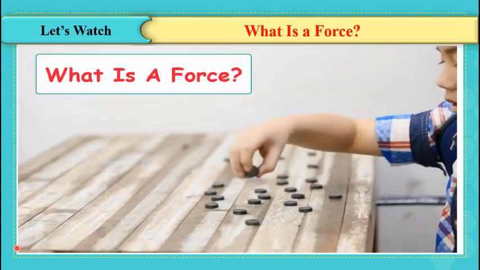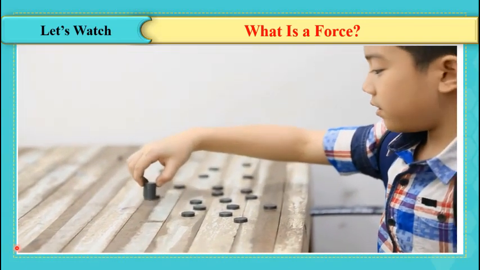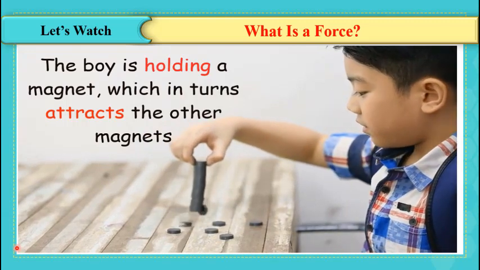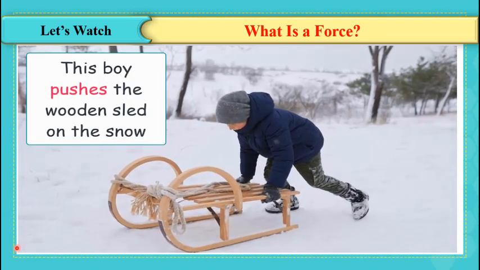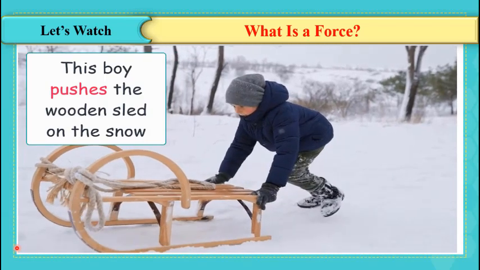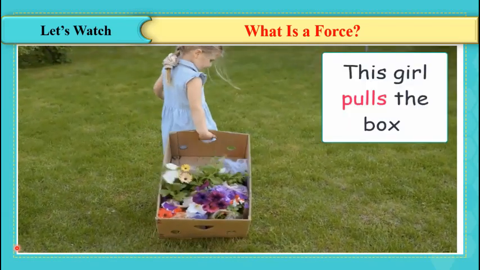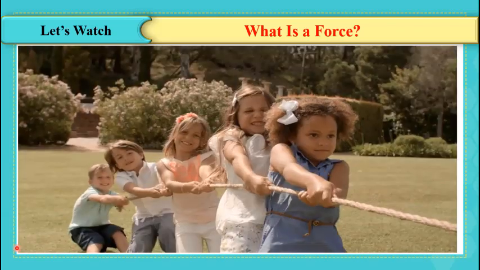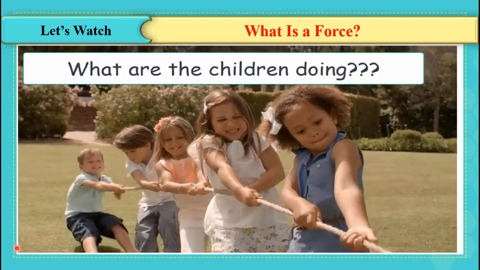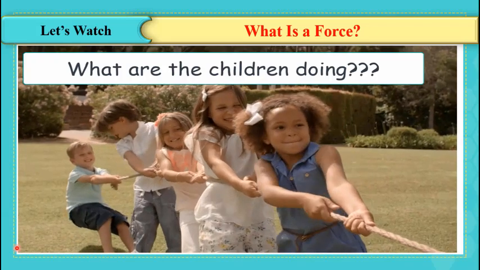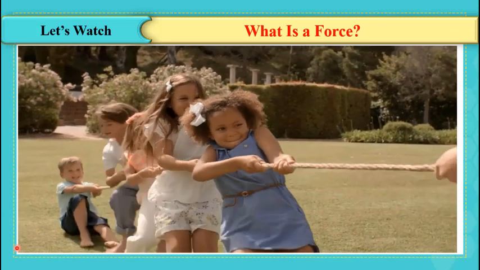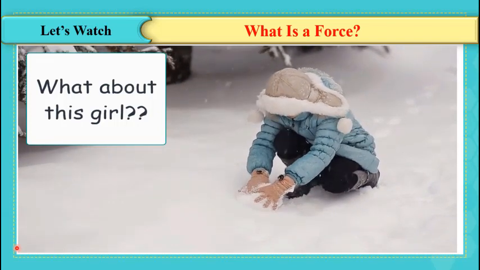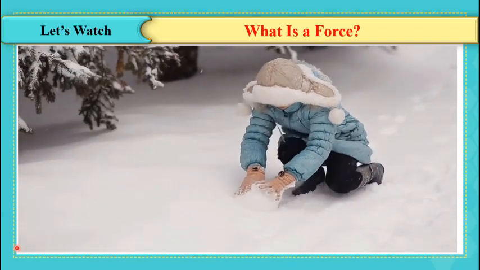What is a force? The boy in the video is holding a magnet, which in turn attracts the other magnets. This boy pushes the wooden sled on the snow. This girl pulls the box. What about these children? What are they doing? They are pulling a rope. What about this girl? She is pressing on the snow and pushing it to build a snowman.